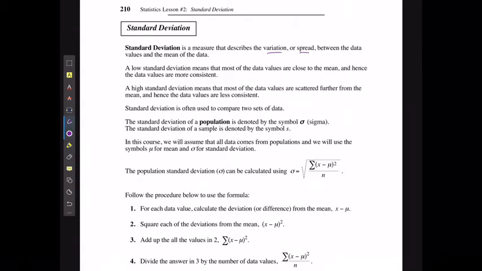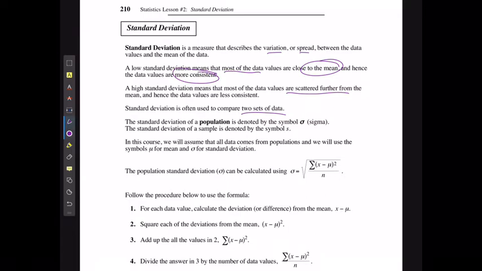A low standard deviation means most of the data values are very close to the mean. Hence, the data values are more consistent. A high standard deviation means most of the data values are scattered further away from the mean. Hence, the data values are less consistent. Standard deviation is often used to compare two different sets of data.